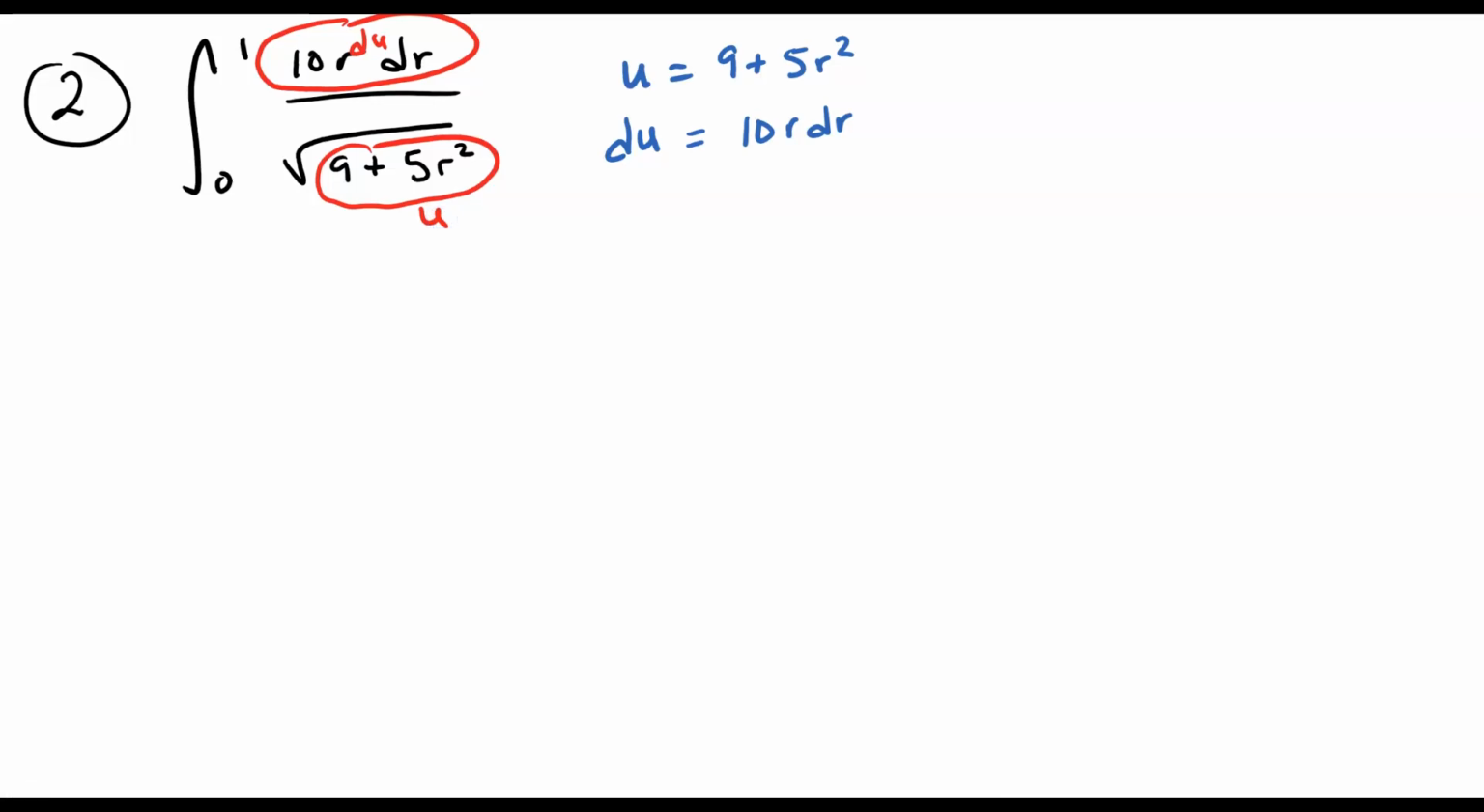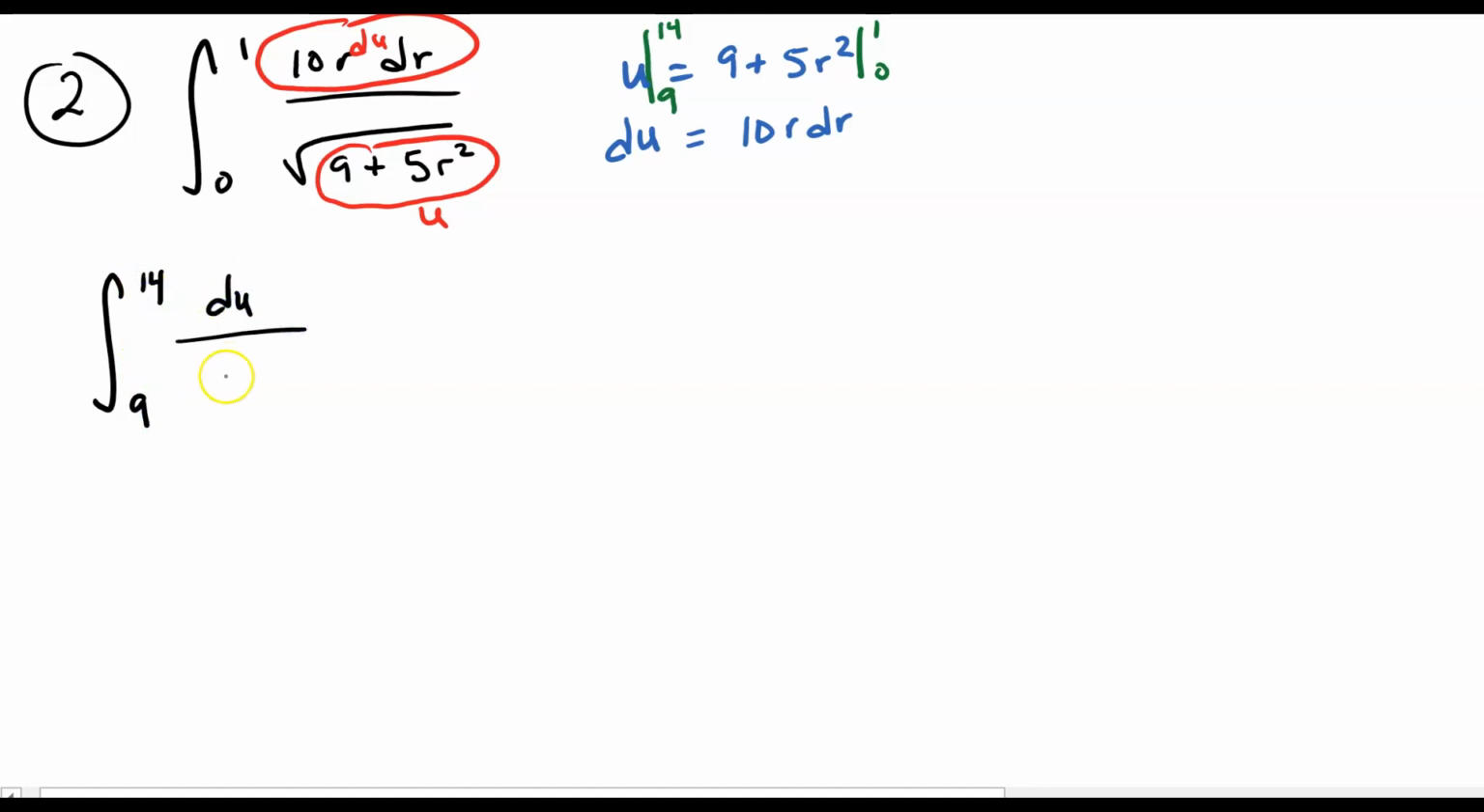We rewrite this, but before we do that, we adjust our limits of integration. So 0 to 1 originally, we plug in 0, for example, 9 plus 5 times 0 squared. Well, that's just 0, so you're left with 9. And then you plug in 1, 9 plus 5 times 1 squared. Well, 9 plus 5 being 14. So our new limits of integration are 9 to 14, and we will write our integral as such from 9 to 14.